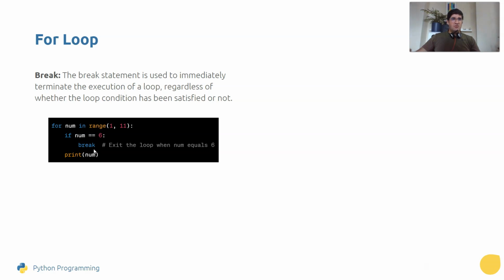And in fact, each time we try to print the num. So the first time num will be 1. Because it's not equal to 6, we will print 1. And then we will go up, and because it's not equal to 6, we will print 2, 3, 4, 5. So we will print until 5, but when it reaches 6, the num will be equal to 6 and it will break the loop. So in fact, the output of this piece of code will be numbers 1 to 5.